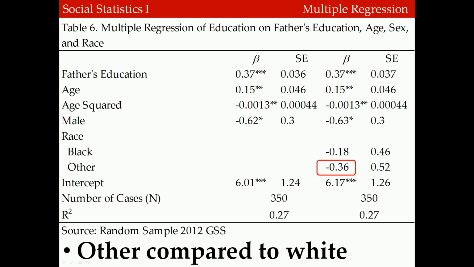And here's the effect of other races compared to white. We can see that other races have about 0.36 years of education less than whites, net of the effect of father's education, age, and sex. But again, this has no stars next to it, indicating that it's not statistically significant, which means that this could be something that's just happening by chance alone. It could be a function of this particular sample that we're using. It doesn't hold in the population.